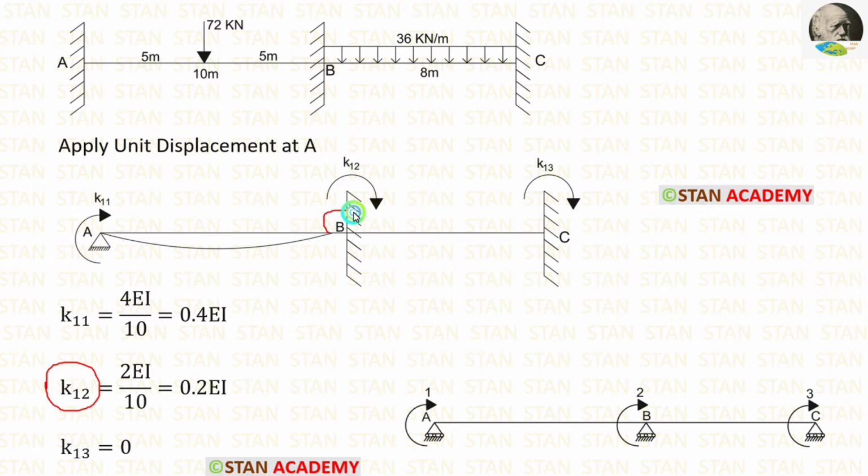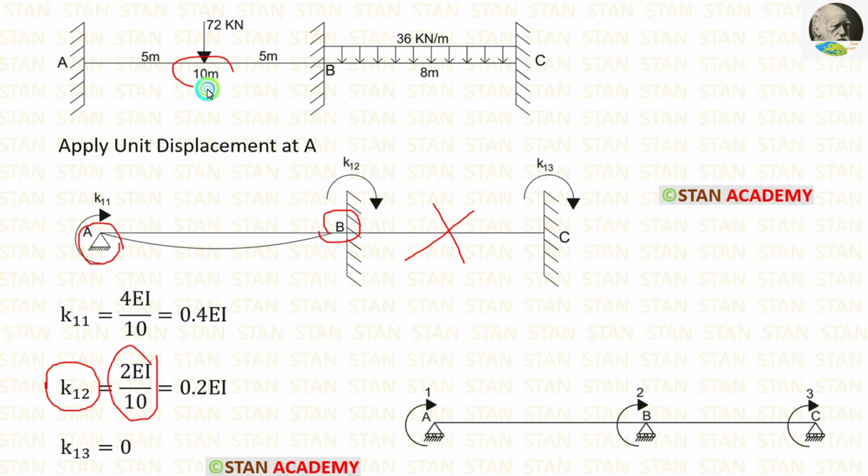K12 is located in the second coordinate B. So from the point B, we have to look on both the sides. On the right side, there is no slope curve. If there is no slope curve, there will be no stiffness value. On the left side, we are having a hinged support. If the far end is hinged, the formula for stiffness is 2EI upon L.